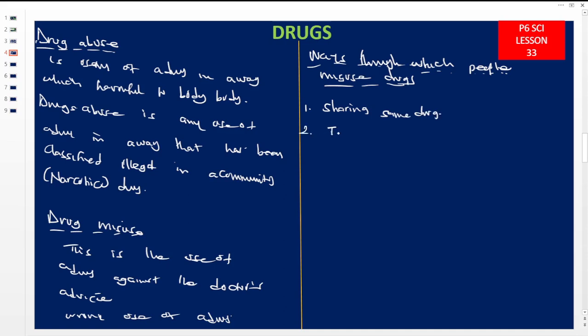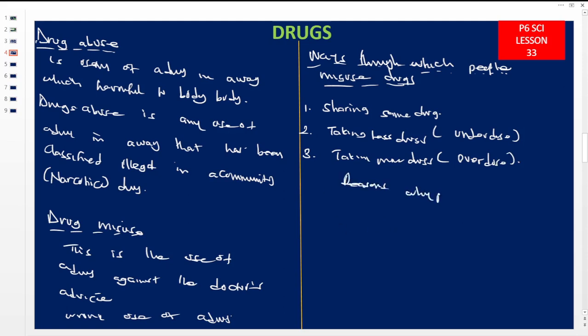Number 2, taking less drugs, and this is termed as underdose. They have told you take 2, you are taking 1. Number 3, taking more drugs. Now this is overdose. Now let us see reasons why people abuse drugs.